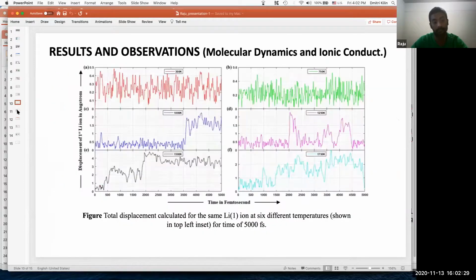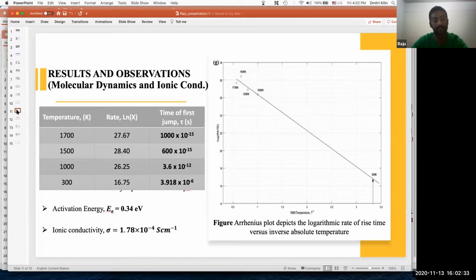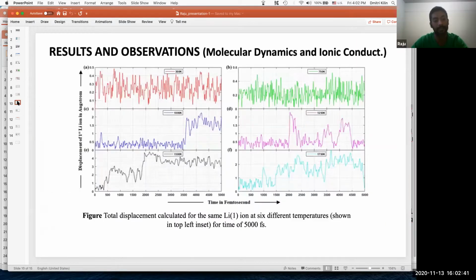Okay. Can you go to the presentation, Dr. Dimitri? Which slide? The activation, the Arrhenius plot. Yeah, the previous one, the displacement one. So you can see, the question was asked by Dr. Levi, why it moves to 4 angstrom in 1500 Kelvin. You can see it didn't move to the octahedral site until it processed 2000 femtosecond. So 2 picosecond was necessary for us to observe this movement.